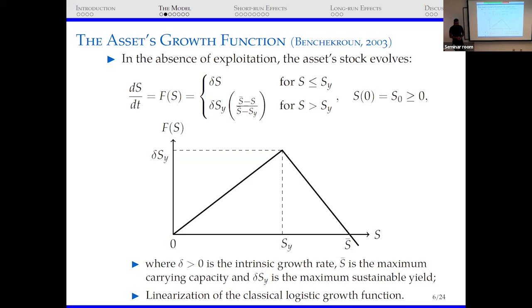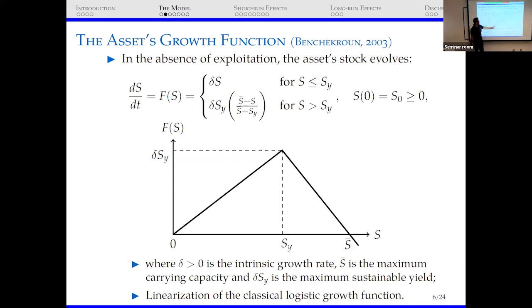So here, first we need to know what's happening in terms of the resource. Here we're talking about fish. This is a very famous model that has been developed by this paper, Benchekroun 2003. In the absence of exploitation, so if you don't harvest any fish, your growth function will have two parts: an increasing part for the stock and a decreasing part for the stock.